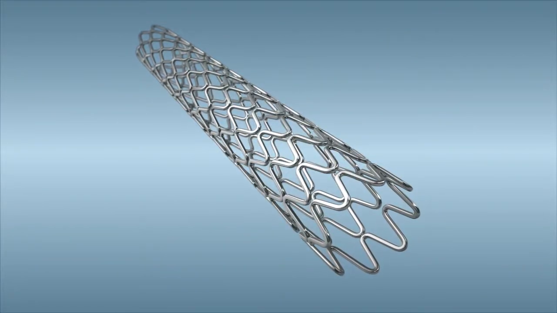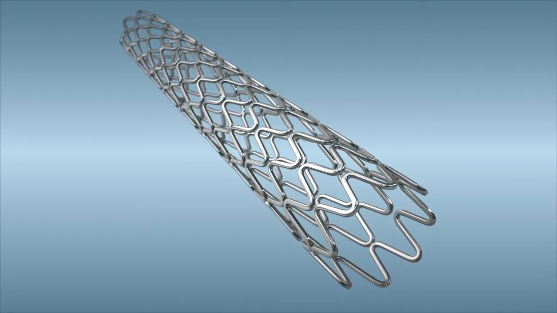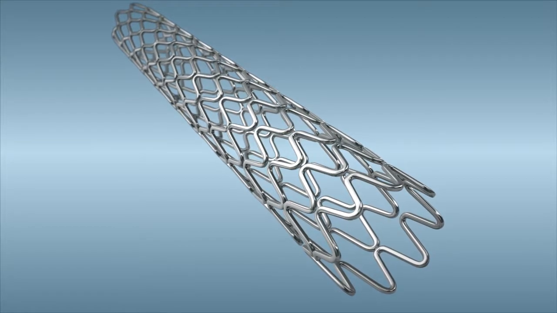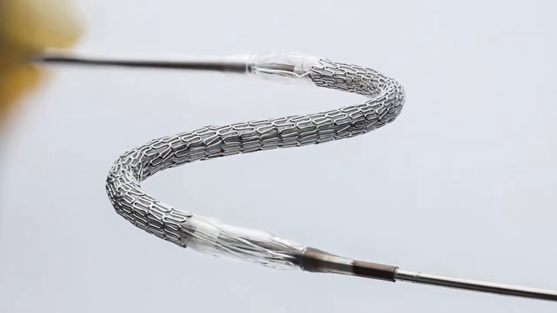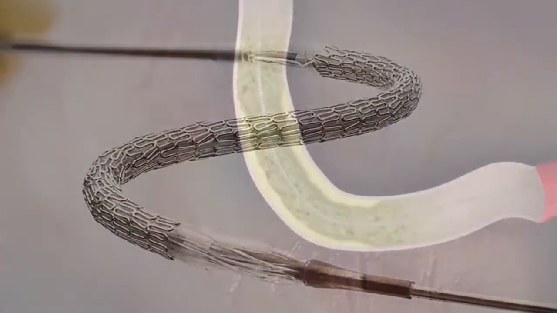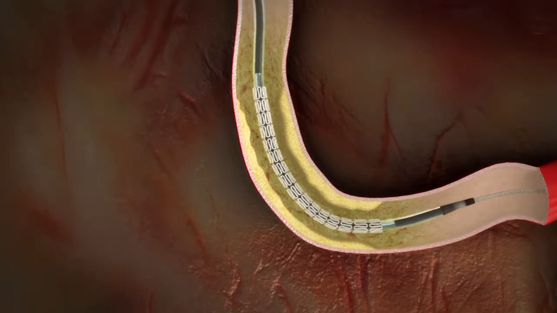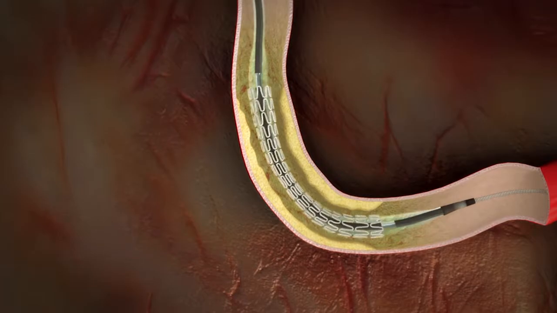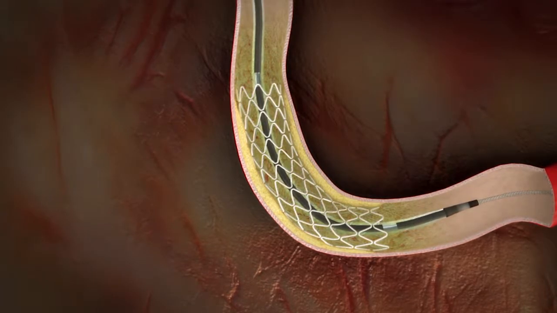A stent is a tiny, expandable, wire mesh-like tube that acts like scaffolding to support the artery and help keep it open. The unexpanded stent is mounted on a deflated balloon catheter. Your doctor inserts this catheter through the sheath and into the blocked area of your artery. The balloon is inflated, expanding the stent against the artery wall. After the stent is fully expanded, the balloon is deflated and removed.